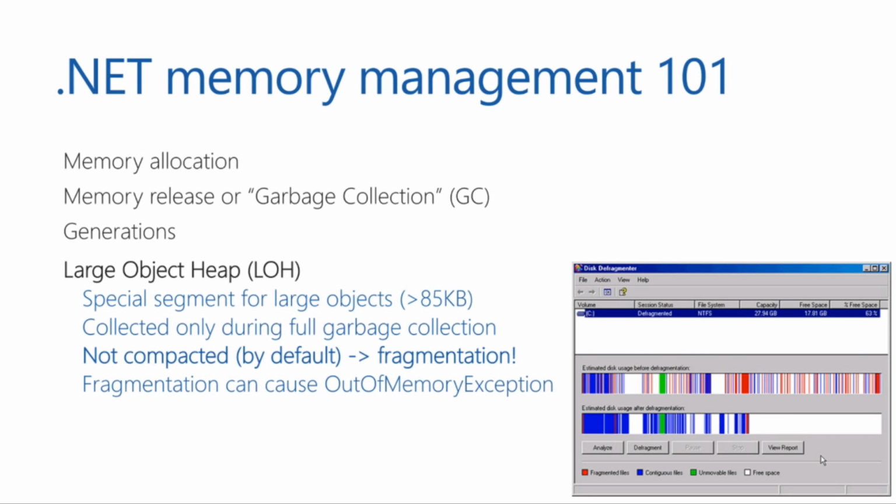On the large object heap, by default, this defragmentation is not happening. So what will happen if I want to allocate a really large object in this large object heap is I get an out of memory exception because the large object heap is full and this thing cannot fit as one big block in this piece of memory. So that's pretty much what happens there.